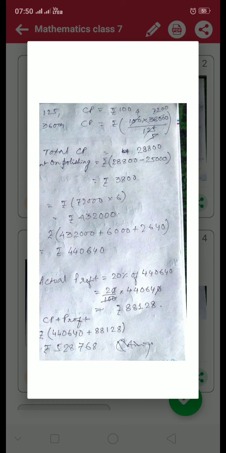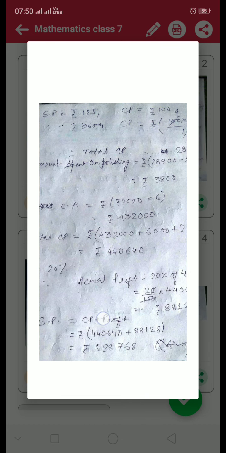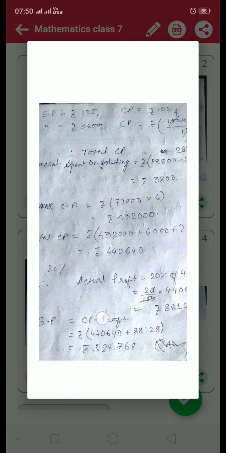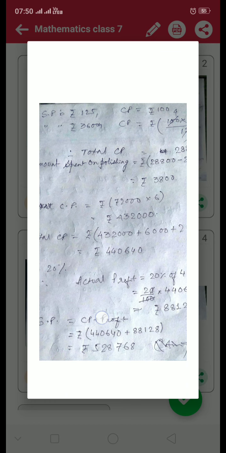Now, she bought the table for 25,000, but here total CP is coming 28,800. It means the amount spent on polishing will be the difference, 28,800 minus 25,000, that is rupees 3,800. And now we are going to the last sum, question number 14. Meena bought 6 dozen tables. You know 1 dozen is 12.